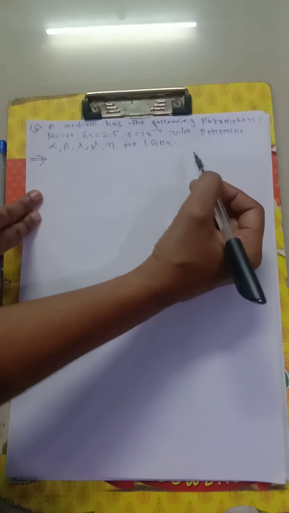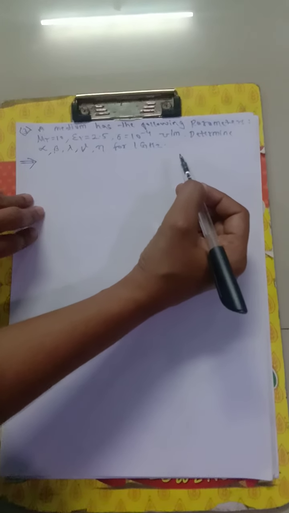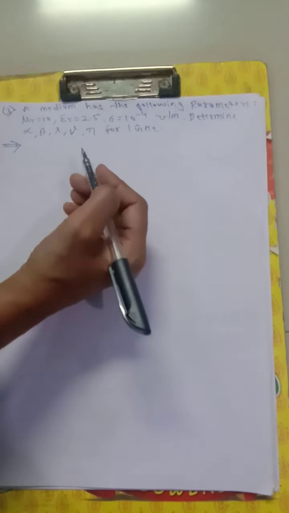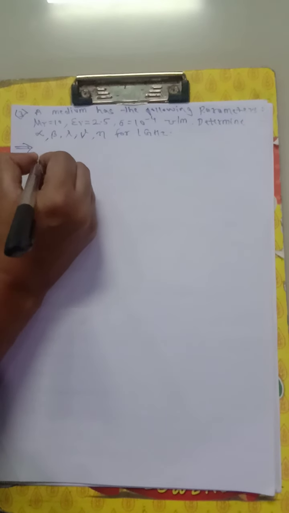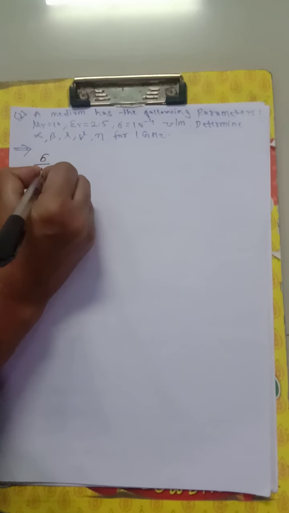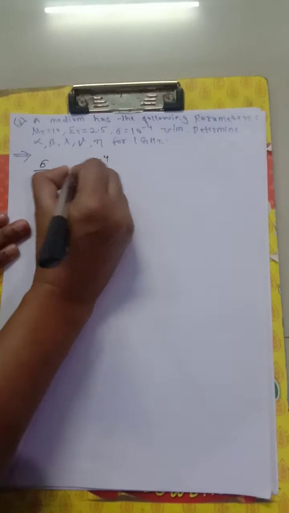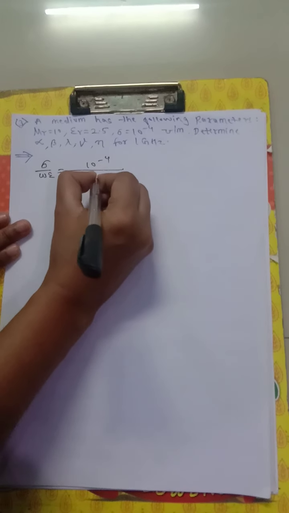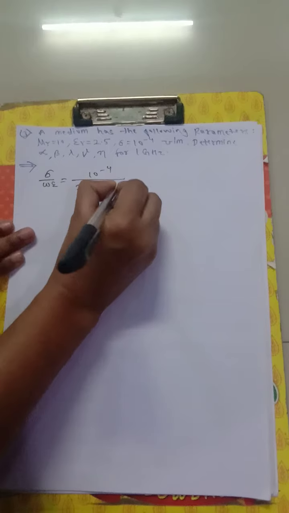How can we solve this numerical? Before solving, we should know which type of medium it is. So we will check whether this is a good conductor or not. How can we find this? With the help of this formula: conductivity divided by omega epsilon. Conductivity is 10 raised to the power minus 4, divided by omega, which is 2 pi f, into epsilon, that is epsilon 0 epsilon r.